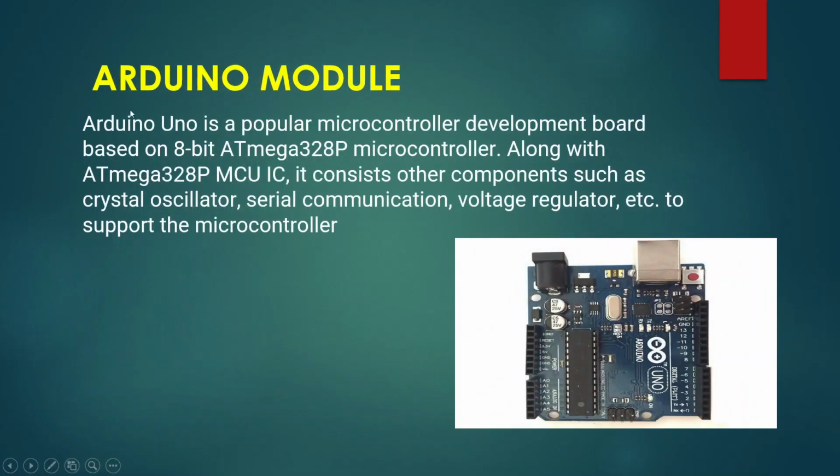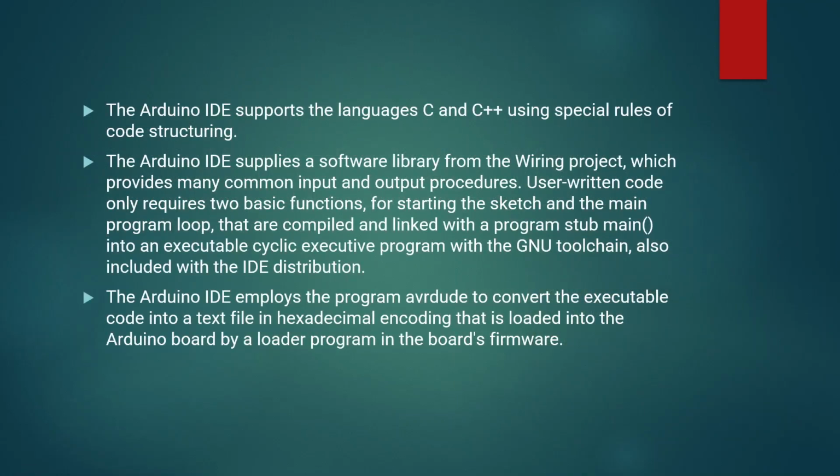The Arduino module is a very popular board which we use in a lot of projects. This Arduino Uno board has an 8-bit processor, the ATmega328P, and it contains other devices like a crystal oscillator, serial communicator, and voltage regulator, which are used to process the signals sent to this Arduino board. This Arduino board cannot run a file written in C or C++ directly.